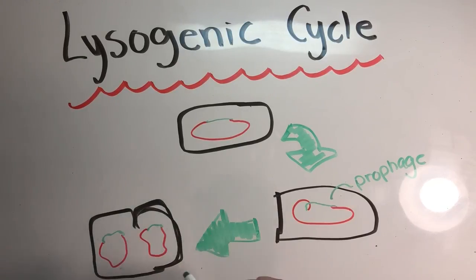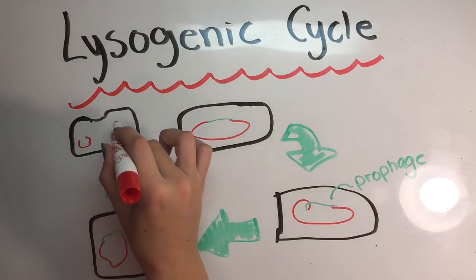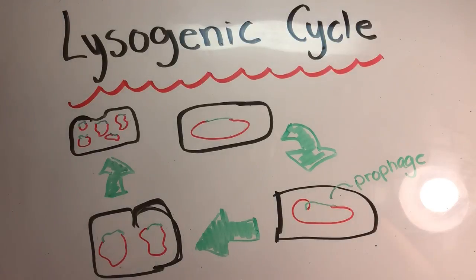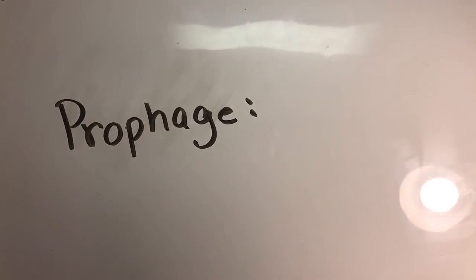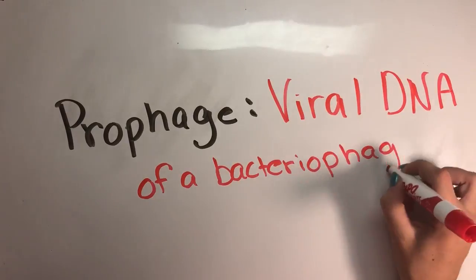So, the bacterium containing the prophage reproduces normally, causing the prophage to replicate and be transmitted into the daughter cells. Many of these cell divisions will result in a large population of bacteria that have been infected with a particular prophage. A prophage is the viral DNA of a bacteriophage, and it is able to produce phages.